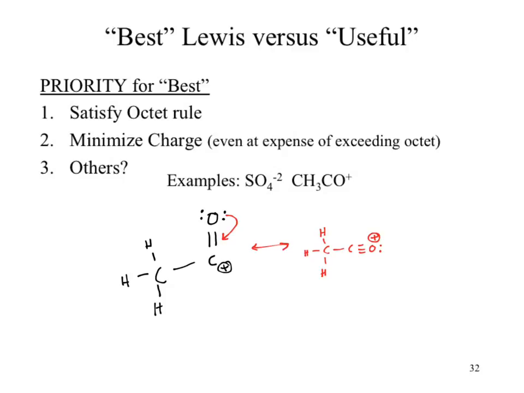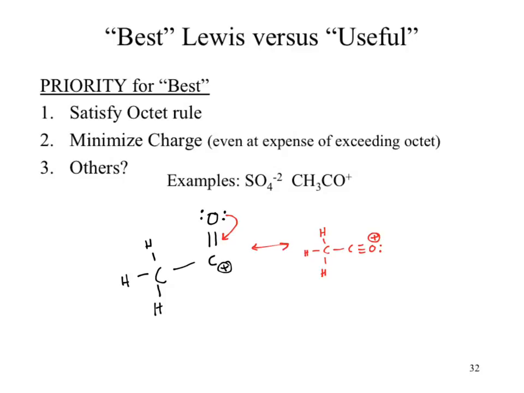Why? Oxygen is more electronegative than carbon, so there's no way in hell oxygen would carry a positive charge if carbon could be carrying it instead. I agree. This is why I don't like the rule, satisfy your octet. But that is the rule we must work with. You must satisfy the octet.